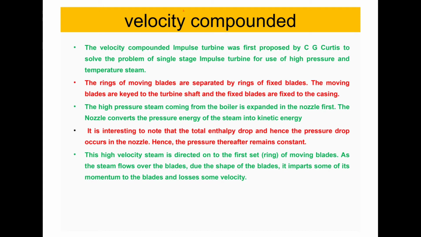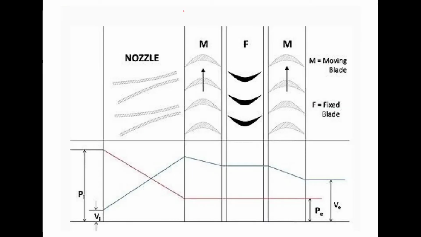The high velocity steam is directed onto the first ring of moving blades. As the steam flows over the blades, due to the shape of the blades, it imparts some of its momentum to the blades and loses some velocity. Here, the schematic diagram is showing the working principle. This is the impulse turbine schematic diagram.